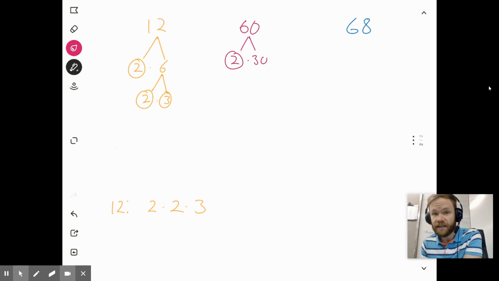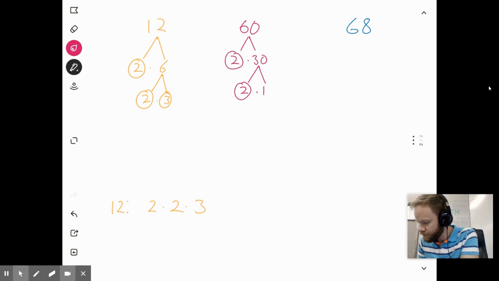All right, 30 is not a prime number, so we're going to find the factors for it. Again, even number, so you probably can guess what I'm going to do. I'm going to say, well, we can divide it by 2, so that's an easy prime number to get. 2 times what is 30? 15. So 15, still not a prime number because it has factors other than 1 and itself.